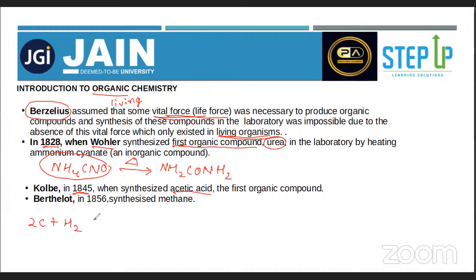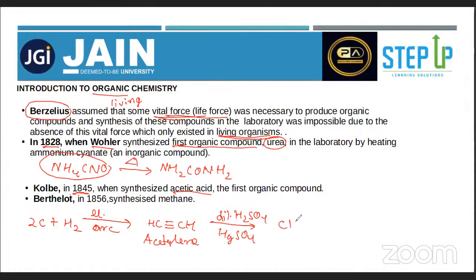and reacted it with hydrogen gas. An electric arc was passed through this mixture, which led to the formation of HC triple bond CH, which is nothing but acetylene. This acetylene was not known at that time; presently we know the name, so we are writing it. In the presence of dilute H2SO4 and HgSO4, it gets converted to CH3CHO, which is acetaldehyde.